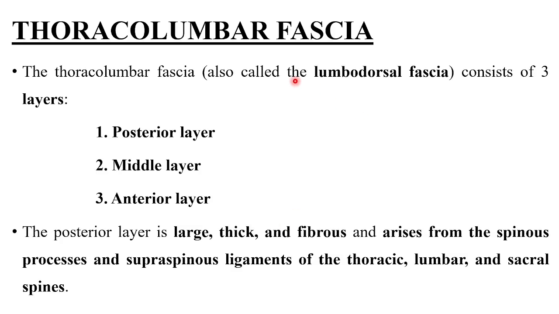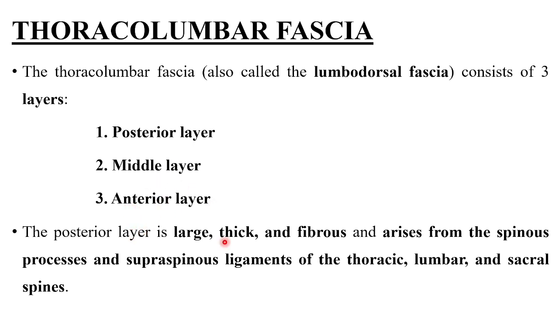So coming to the next, the fascia, that is your thoracolumbar fascia. It is one of the ligamentous-like structures present, protecting as well as stabilizing the lumbar region. The thoracolumbar fascia, also called the lumbodorsal fascia, consists of three layers: the posterior layer, middle layer, and anterior layer.